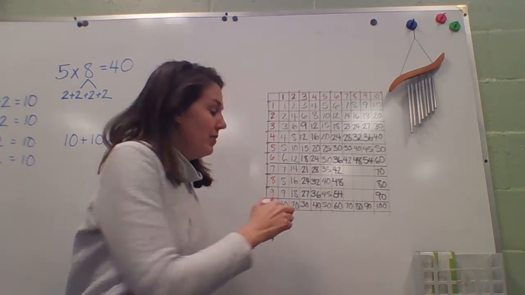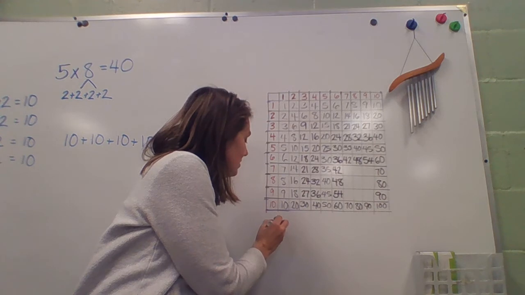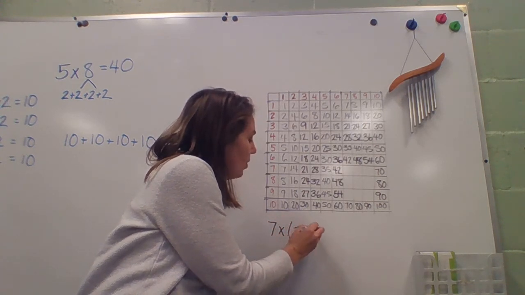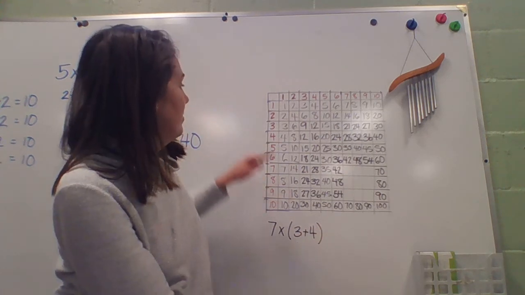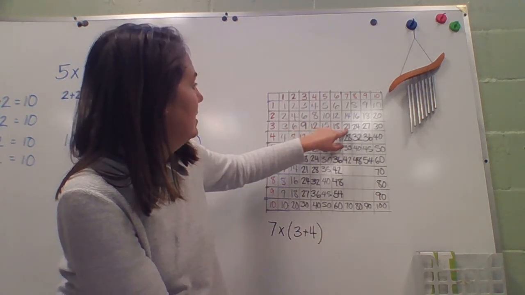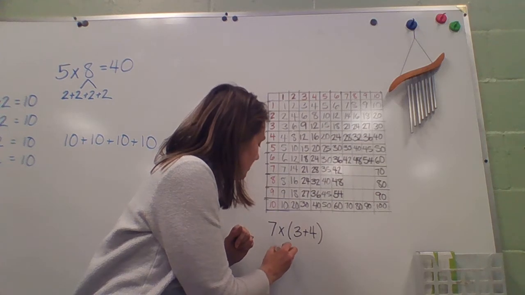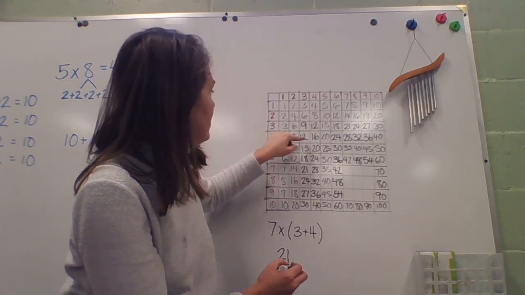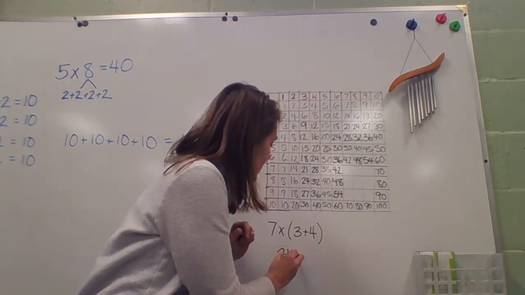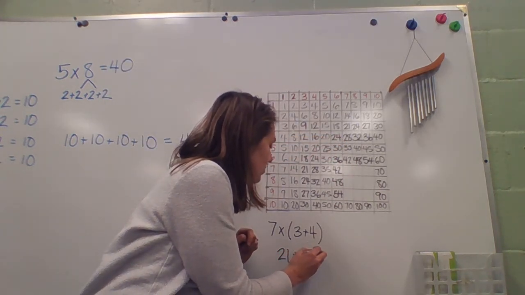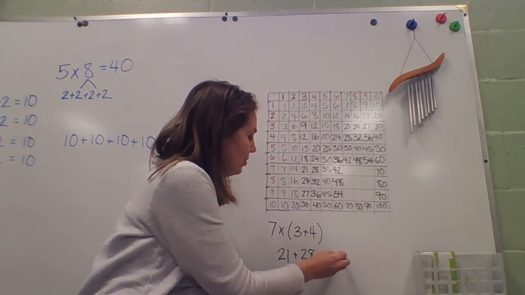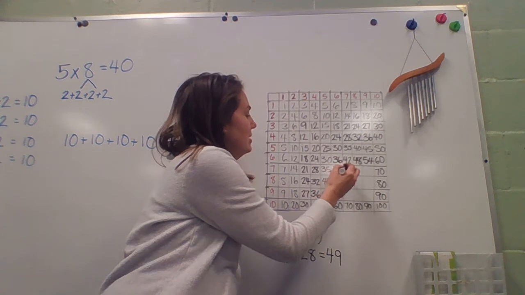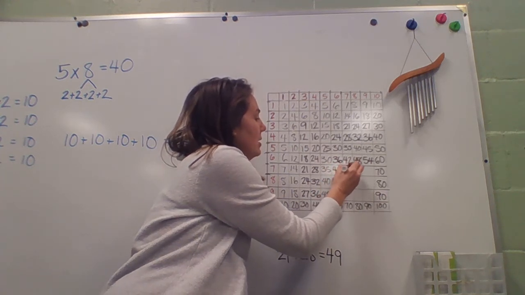I'm going to think about that as 7 times 3 plus 4. I'm going to say 7 times 3 is 21. 7 times 4 is 28. If I add 21 and 28, 8 plus 1 more makes it 9. 2 and 2 makes it 4. 7 times 7 is going to get me 49.